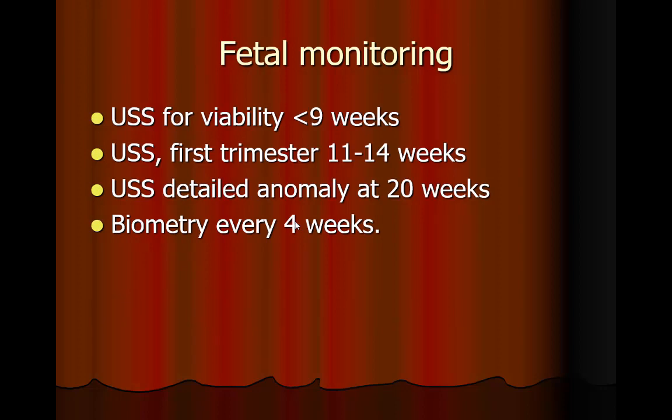How can we monitor the fetus? Of course by ultrasound, to assess viability below 9 weeks, to assess abnormality in the first trimester at 11 to 14 weeks, and to detect other congenital anomalies after 3 weeks with anomaly scan, or biometry for fetal growth, in order to assess whether it developed IUGR or not, every 4 weeks for fetal growth.